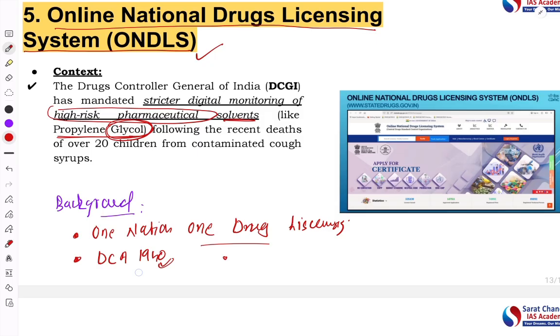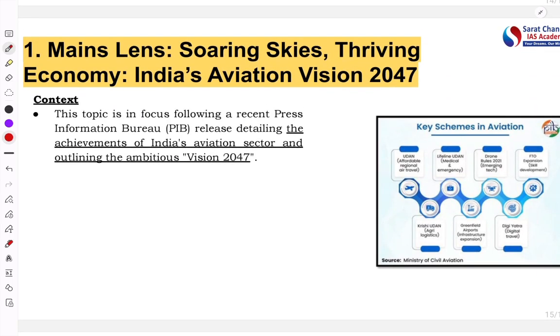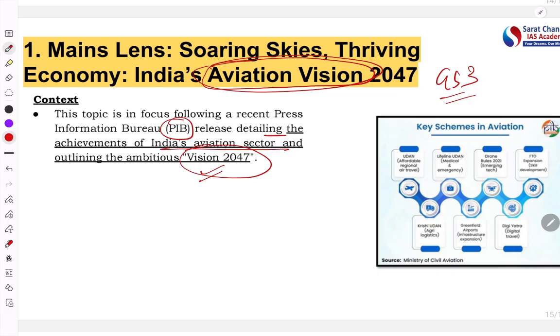Let's move to the next article, which is a mains-related article, about the aviation vision. If you remember, in 2024 there was one question on the Udan scheme. So if you cover this particular article, you can easily solve that question asked in 2024 GS 3. Okay, let's start. The background is that the PIB has released one report or article in which they have talked about India's aviation sector growth and Vision 2047.